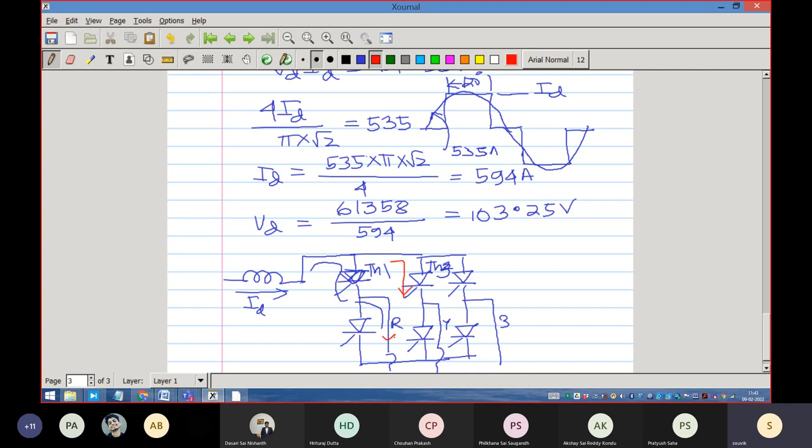If that becomes leading, then when it turns off, the voltage that appears across the thyristor TH1 would be negative. That is what we see. So this is why we have to operate at the leading power factor. These current source inverters using thyristors have to operate at the leading power factor. This is a very important thing you should remember. It is just a dual of the rectifier.